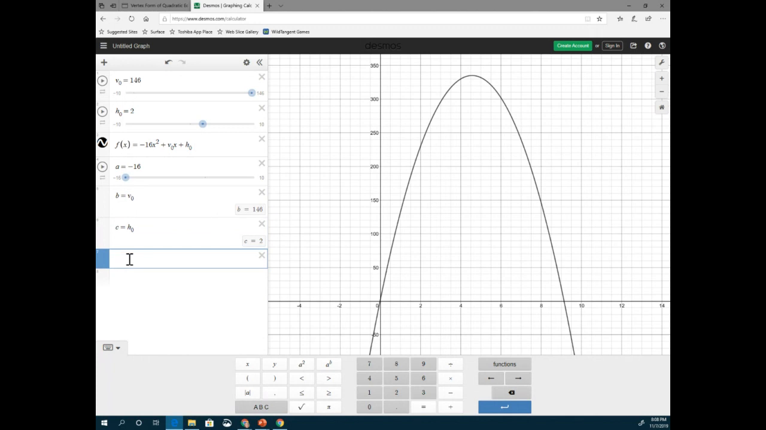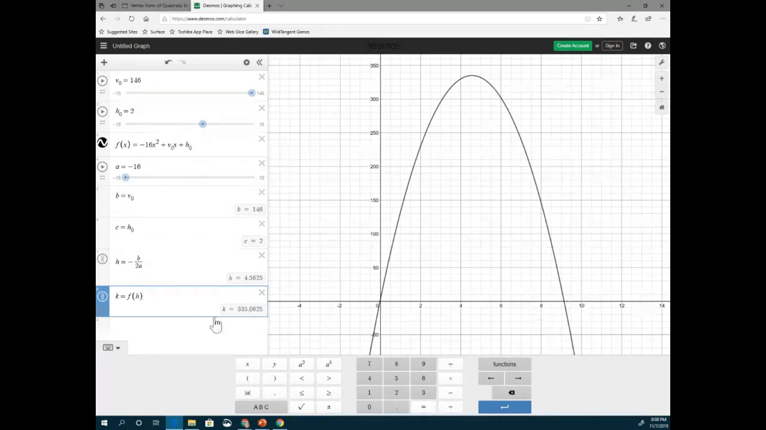So to find my vertex, I can say h equals, and I can put in the formula, negative b over 2a. And because I told it what a, b, and c is, it can give us the number right here. So it's telling us, okay, this is in time, so after about 4.5 seconds, it's at the maximum height. Now that I've labeled h, I can find k by just using my formula, k equals f of h. And now I have the maximum height, which is 335 feet.